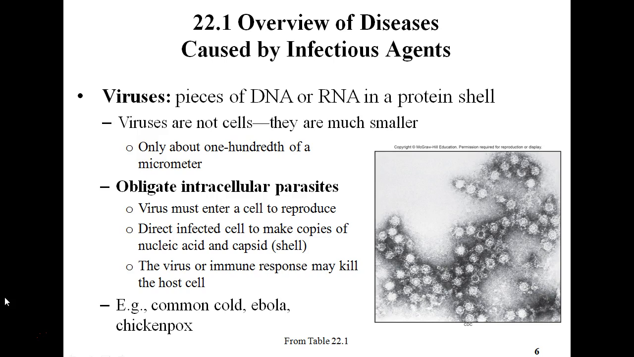Another potential invader to the immune system in the human body is viruses. It's noteworthy that viruses are not cells. Instead, they're sort of capsules composed of DNA or possibly RNA, wrapped in a protein capsid. Viruses are obligate intracellular parasites, and that means they must enter a cell to reproduce. They cannot reproduce on their own.